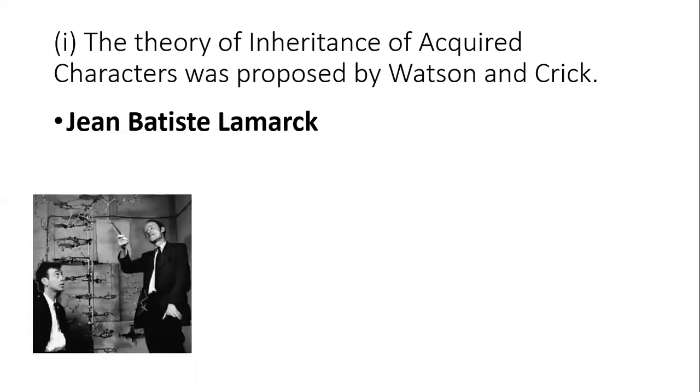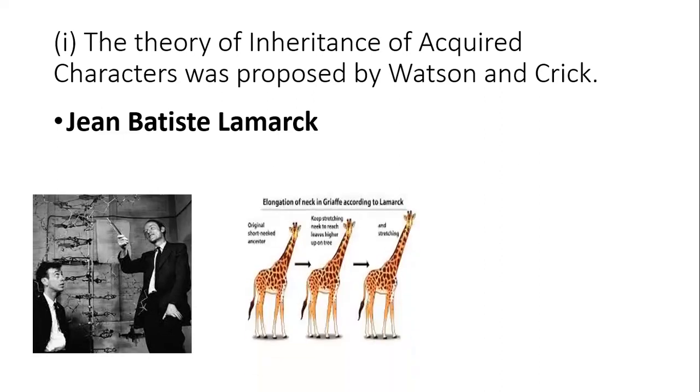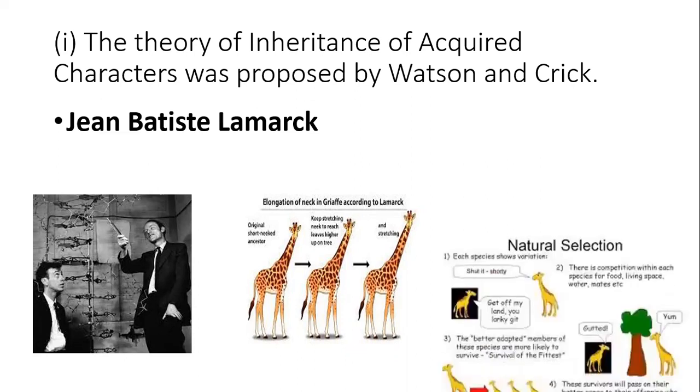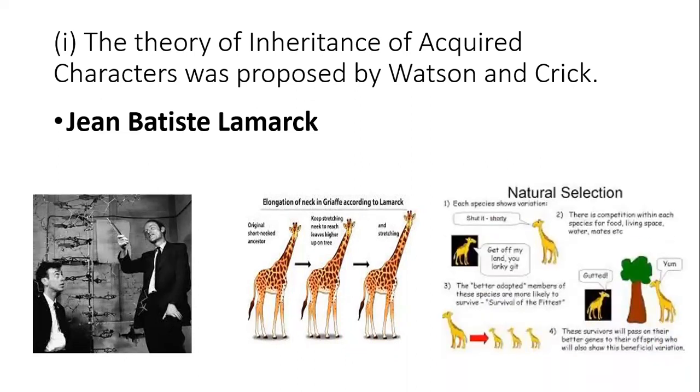Watson and Crick found the structure of the DNA model. This is the Lamarck theory, which is about the stretching of the neck: inheritance of acquired characters. The characters which were useful were passed on to the next generation. For example, the stretched neck was passed to the next generation. One more scientist in this chapter is Darwin, whose theory is natural selection. Nature will select the strong one: survival of the fittest.